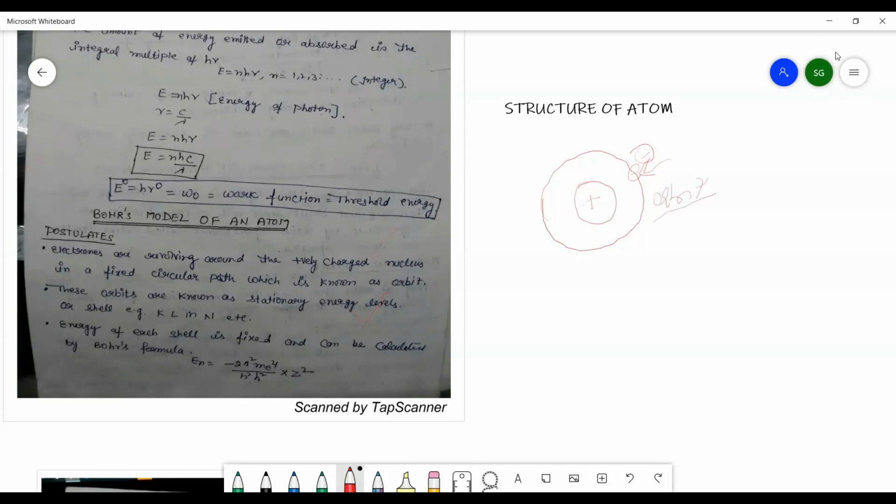This orbit is at a fixed distance from the nucleus and it also has a fixed energy. This means that when electrons are present in a particular orbit, they are associated with a particular energy, and this energy never changes. Because of that, these energy levels are known as stationary energy levels. Here the word stationary means the fixed energy of the particular orbit, and the electrons in this orbit have the same energy as the orbit.